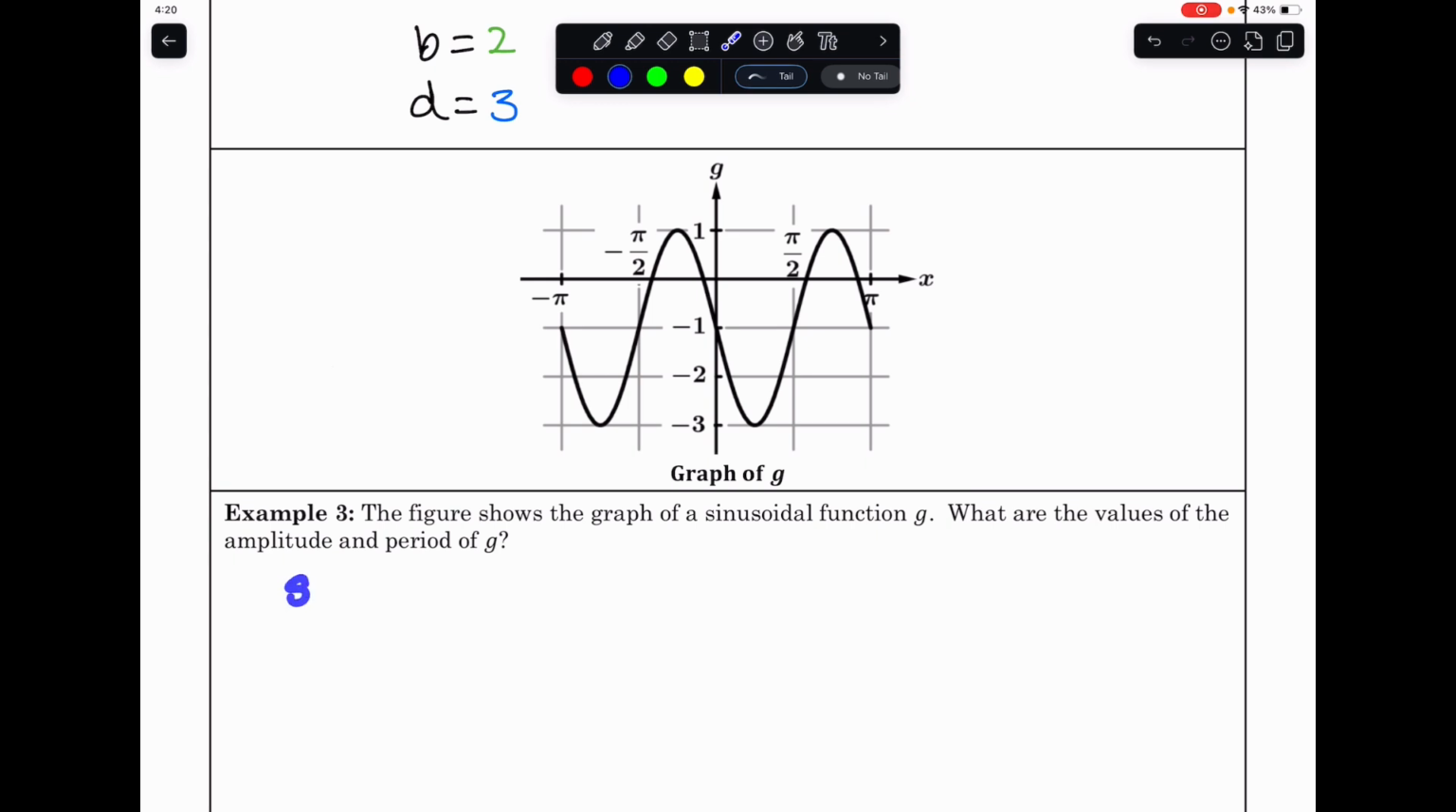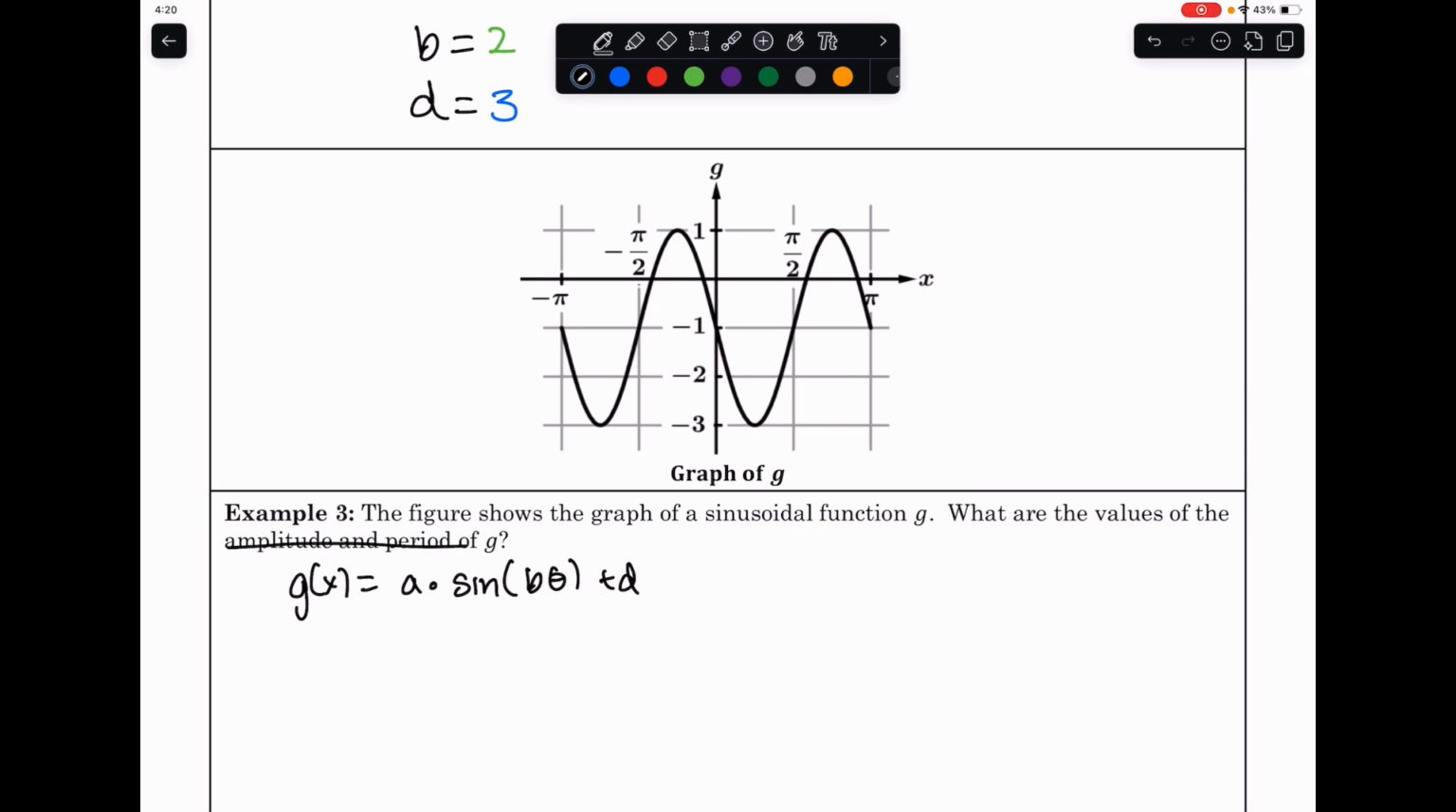So when it gets to the sine function, in this example, we have this function g of x, and we want to know what the values of a, b, and d are going to equal here, not this part right here. So we're not looking for that, okay? So let's look at this example here.